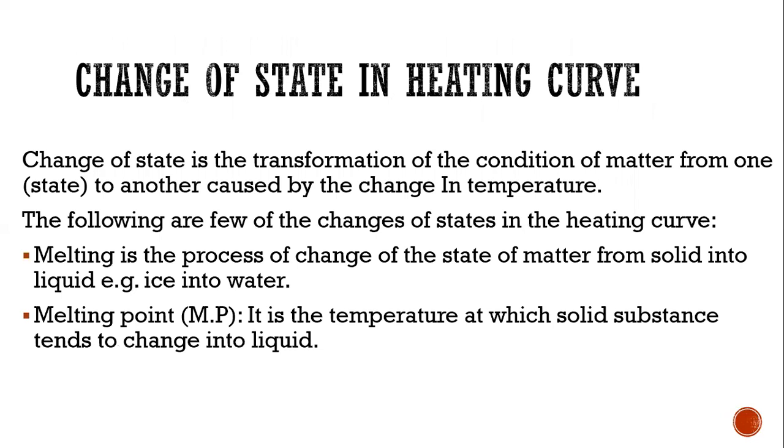Now, let's see the change of state in a heating curve. Change of state is the transformation of the condition of matter from one state to another caused by the change in temperature. The following are just a few of the changes of state in the heating curve, starting with melting. Melting is the process of change of state of matter from solid into liquid, for example ice into water. The melting point is the temperature at which this solid substance tends to change into liquid.